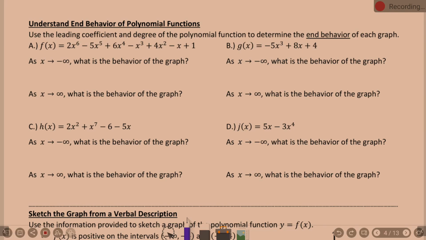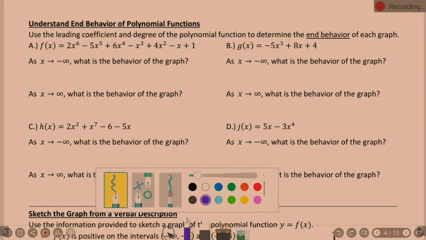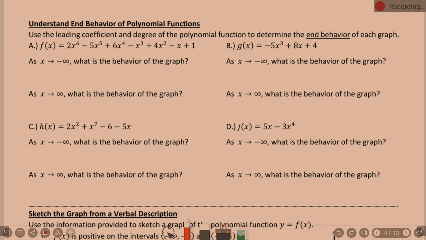Okay, big long equation. You know what? The majority of that equation doesn't matter. We're being asked to use the leading coefficient and degree. What is the degree of this problem? 6? You guys with her? The degree is 6. What do we know about the number 6? It is even.